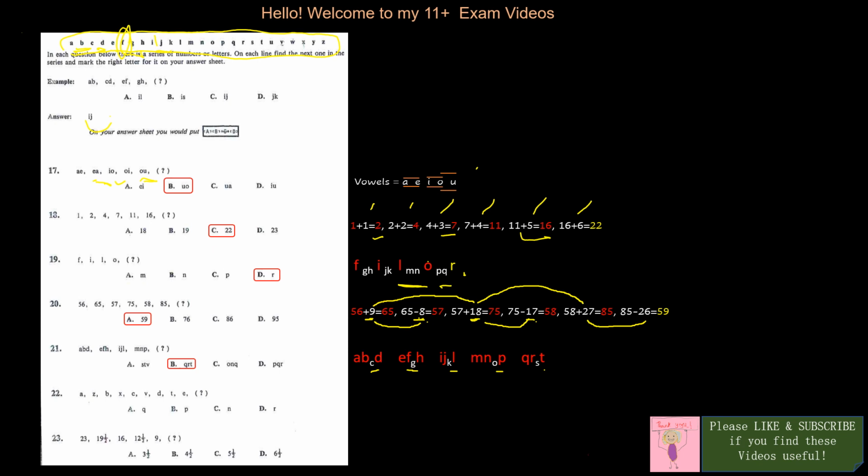Number 22, A, Z, B, X, C, V, D, T, E. Now what is the relation here? Now if we look at these letters, we will see that A, and then B, and then C, and then D, and then E. The next one can't be F, because it's coming from here. So the next one is going to be C. So A to B to C to D to E.